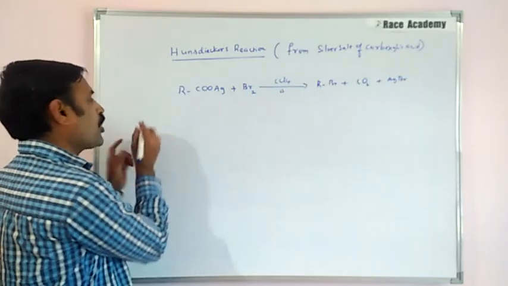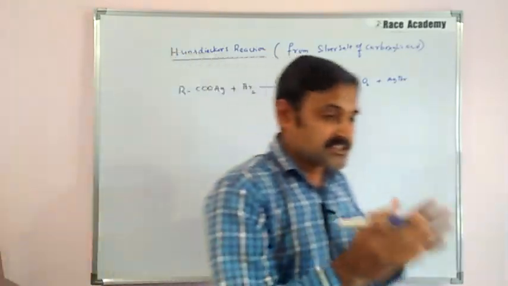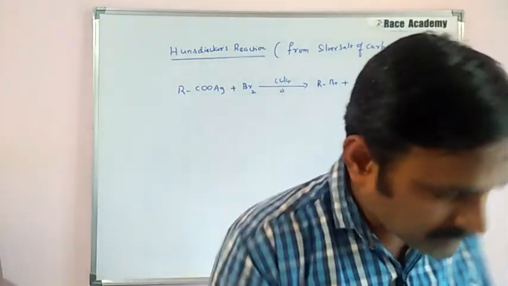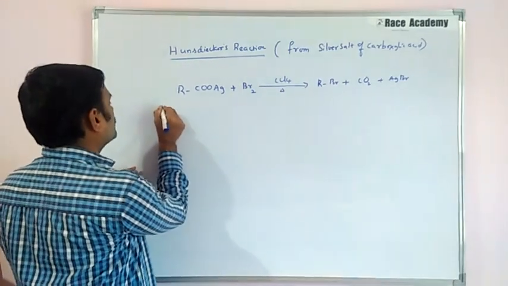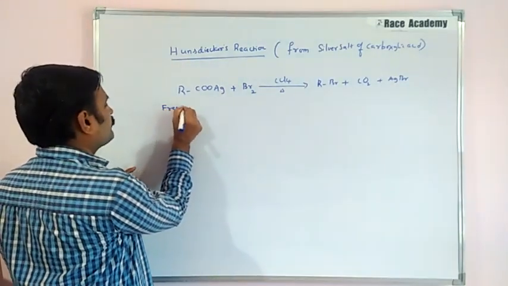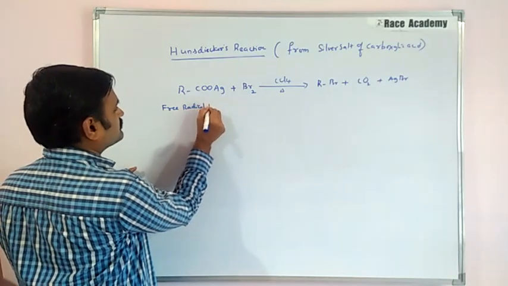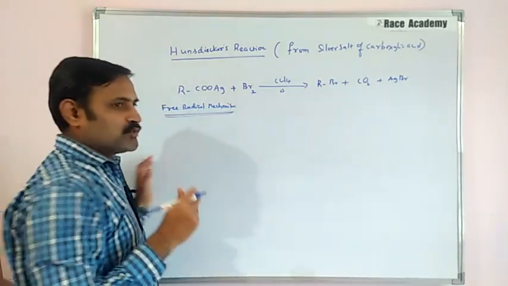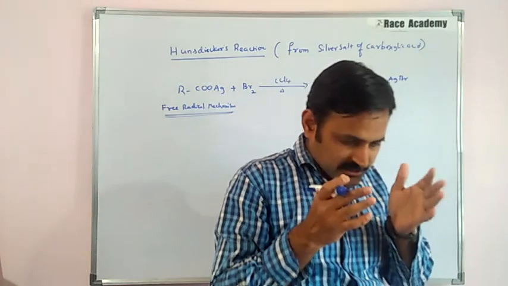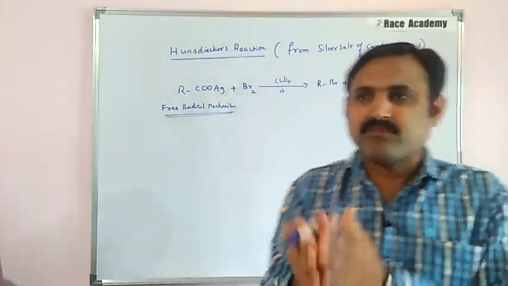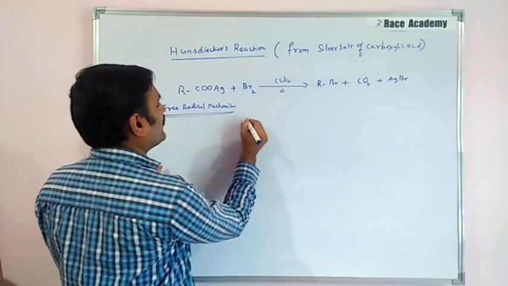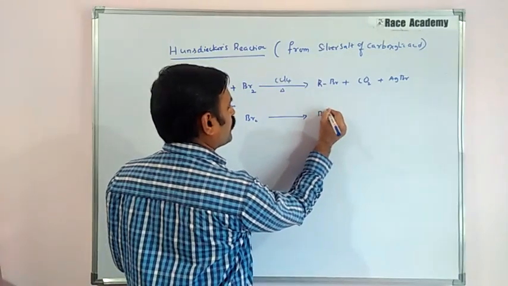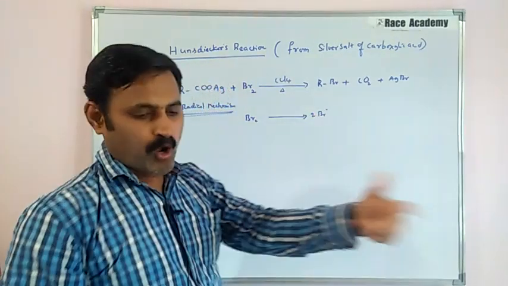Actually, this reaction follows a mechanism called the free radical mechanism. What is the mechanism of this reaction? It follows a free radical mechanism. So how does the free radical mechanism work for this Hunsdieker reaction? Step by step, we will see. First of all, the bromine molecule in this reaction gives two bromine free radicals.